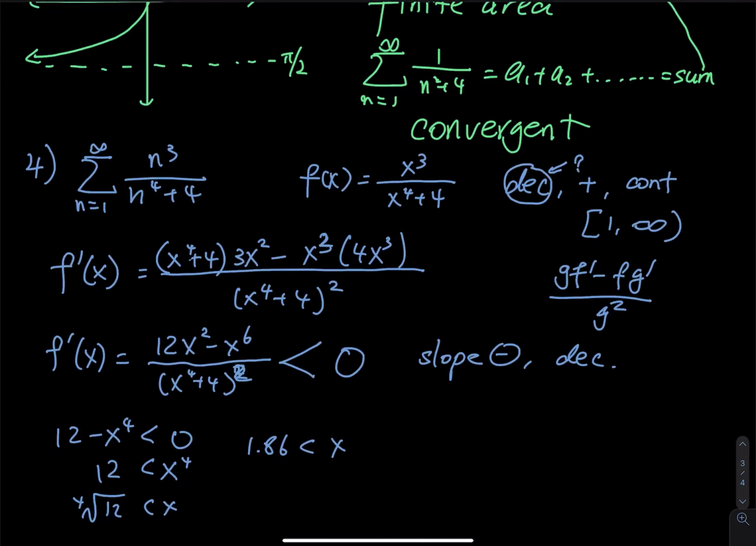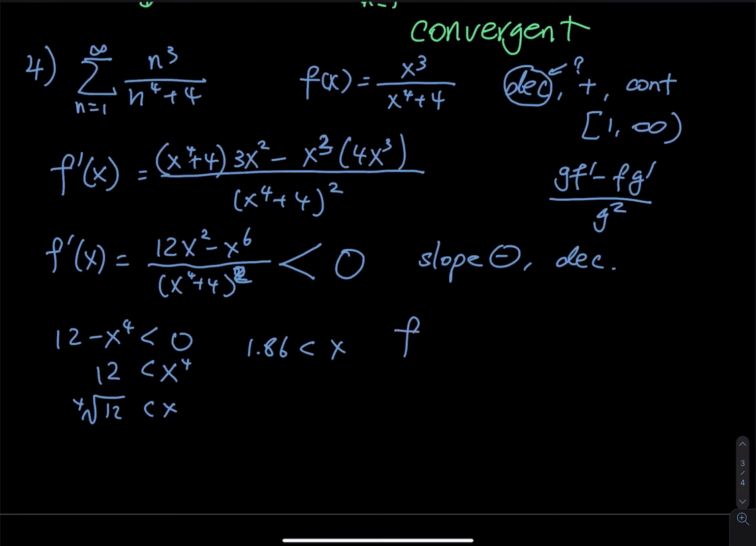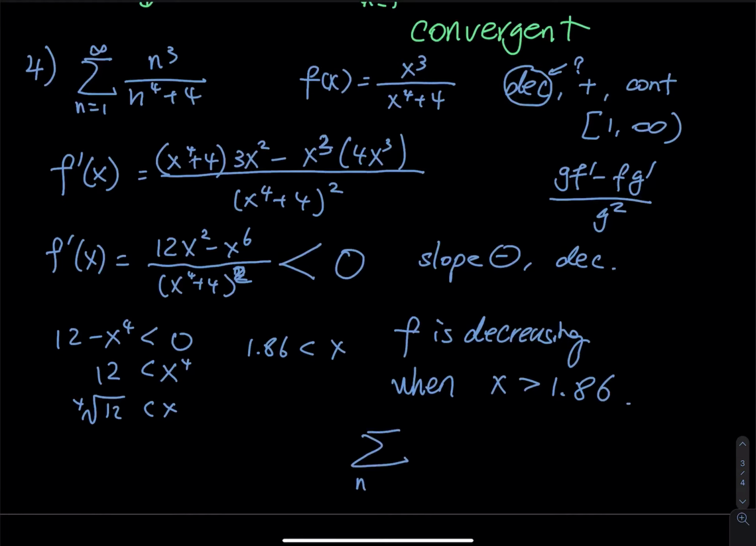And then f is decreasing. We say that f is decreasing when x is greater than 1.86. All right, so when x is greater than 1.86, but the n has to start as an integer. So since we have to start as an integer, what has to start as an integer? This n from infinity has to start as an integer. So instead of 1.86, we round this to a 2. So that's why we start at 2.